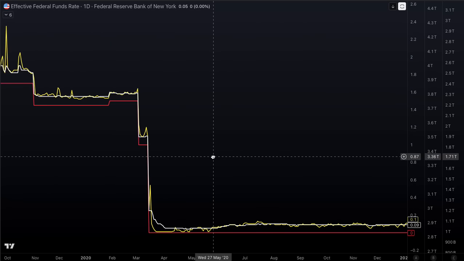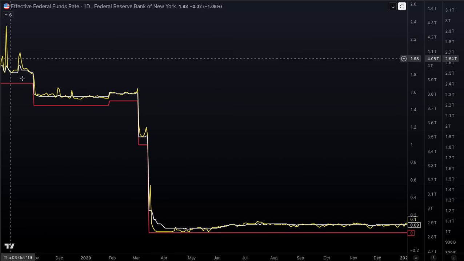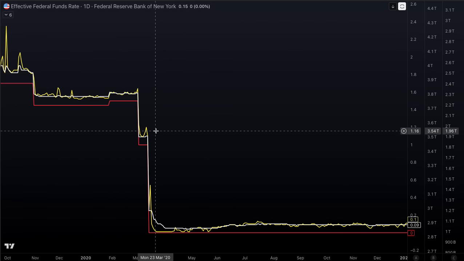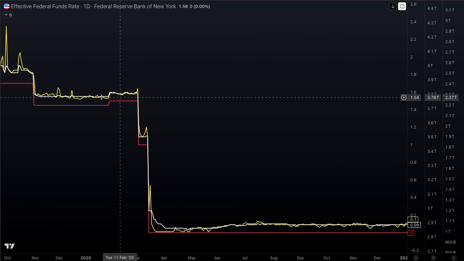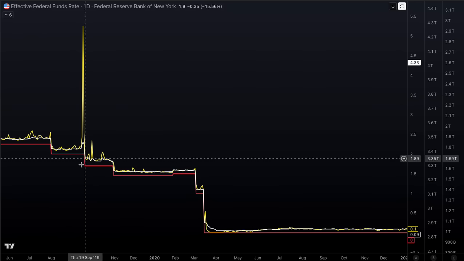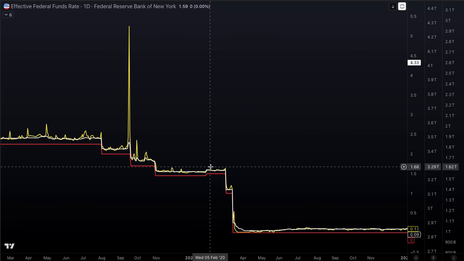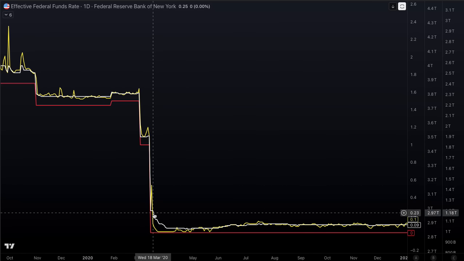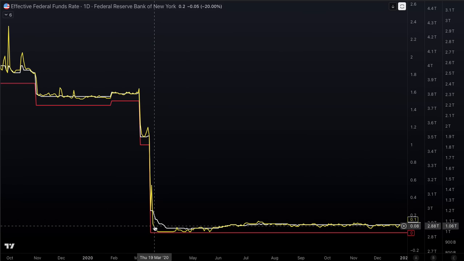So look what happened to yellow, to SOFR. Well, it stopped moving so notably above the federal funds rate. We can see that here. It started to track much more in line while it had been spiking way above. Now it starts to move much more in line with the federal funds rate. And in fact, it actually even falls below the federal funds rate here in March of 2020.